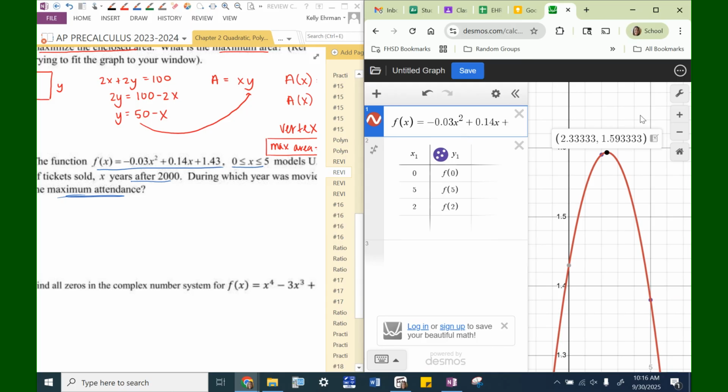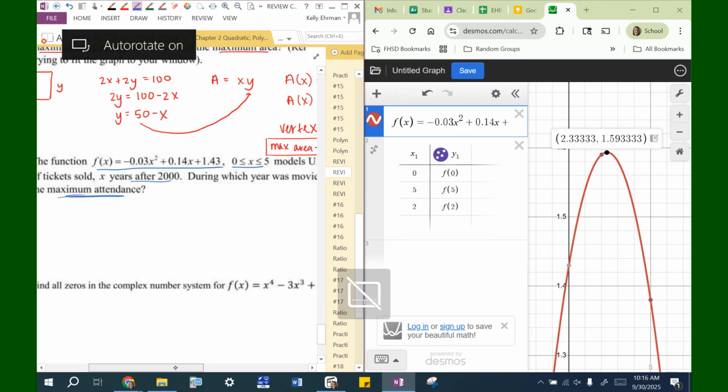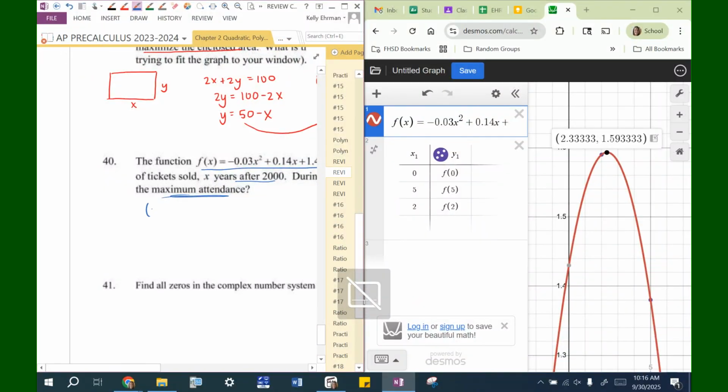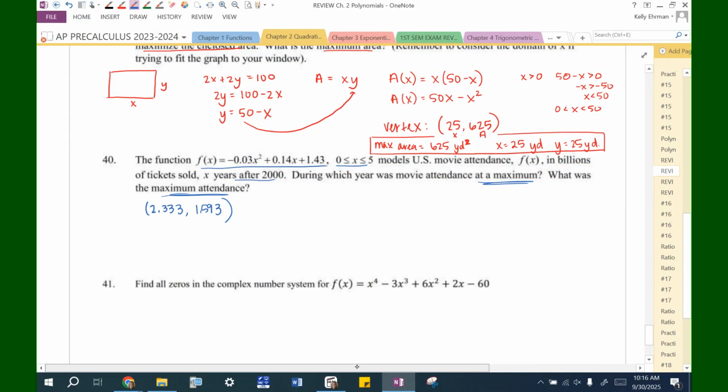So I'm going to write down this ordered pair first, and then we'll translate it into our answer. So it's 2.3 repeating, 1.593 repeating. Okay, what does this represent? So during which year? So remember, this is years after 2000. So during 2002. I'm not going to round it. If this rounded up, I wouldn't round it. It's still during 2002.